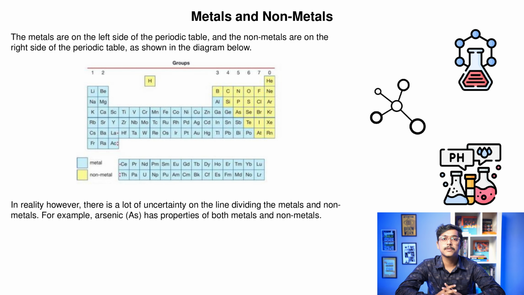Now, let us move on to the metals and nonmetals of the periodic table. The metals are on the left-hand side of the periodic table, and the nonmetals are on the right-hand side, as shown in the diagram below. In reality, however, there is a lot of uncertainty on the line dividing the metals from nonmetals. For example, arsenic has properties of both metals and nonmetals.